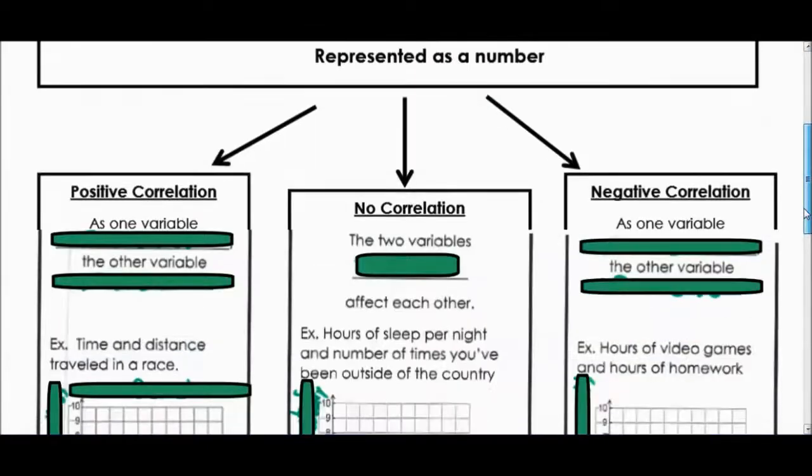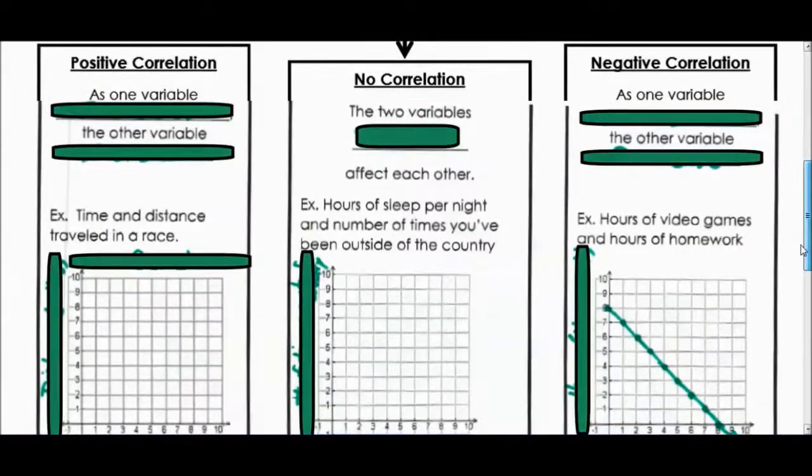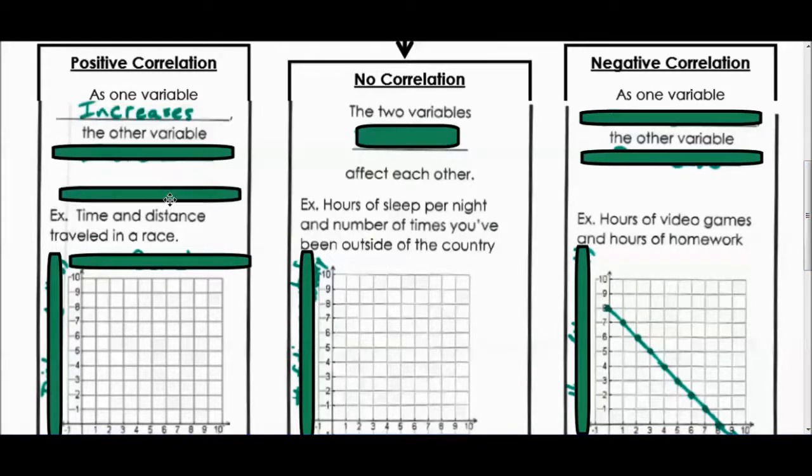We can see three different types of correlations here. A positive correlation means as one variable increases, the other one also will increase. It also could work the other way. As one variable decreases, the other variable does the same thing, it decreases. So it's important that they do the same thing.